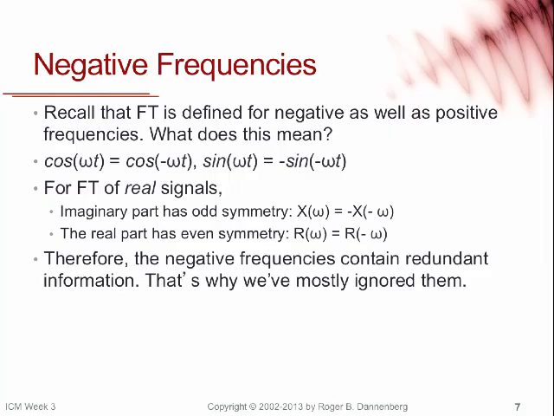So we have these symmetries with the Fourier transform. On the imaginary part, we have odd symmetry, meaning that the positive frequencies are the negative of the negative frequencies. The real part has even symmetry, meaning that the positive frequencies are equal to the negative frequencies. And because of this symmetry, negative frequency information is completely redundant. This is for the analysis of real signals, which is what we're doing.